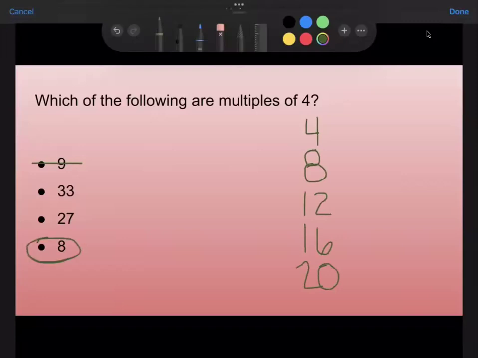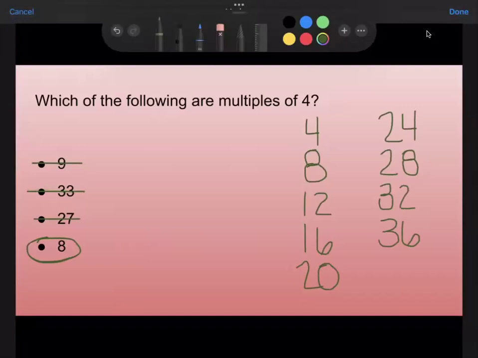Okay, let's keep going. 20 plus 4 is 24. 24 plus 4 is 28. 28 plus 4 is 32. And then 32 plus 4 would give us 36. So we can stop here because that is already bigger than the numbers we have as our choices. So 33 is not on the list, and neither is 27. So the only number from this list that is a multiple of 4 is 8.